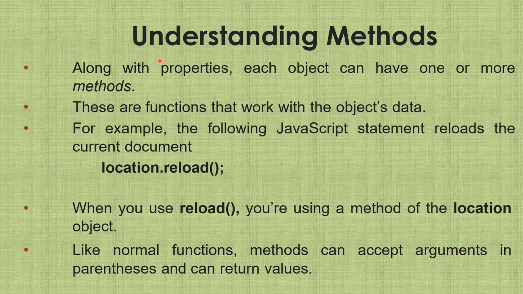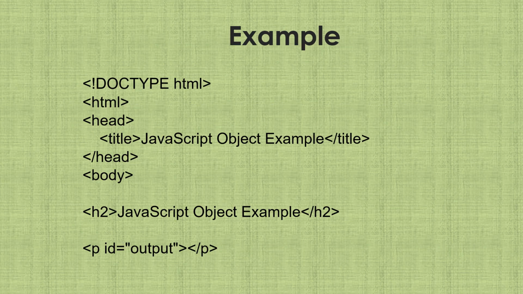Methods in objects. Along with properties, each object can have one or more methods. Properties describe the object, but methods are functions stored inside an object that define what the object can do. So these are functions that work with the object data. For example, location.reload(). Here reload is the function of the location object, or method of the location object. Like normal functions, a method can accept arguments in parentheses and also it returns some values.